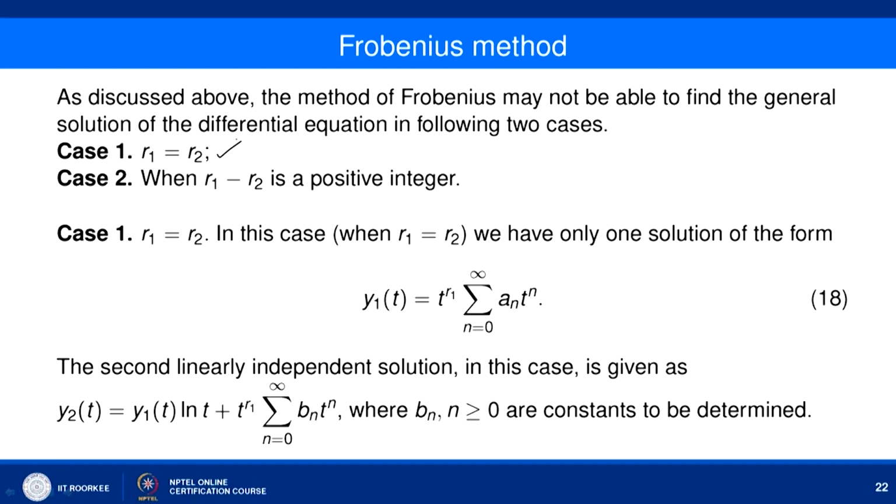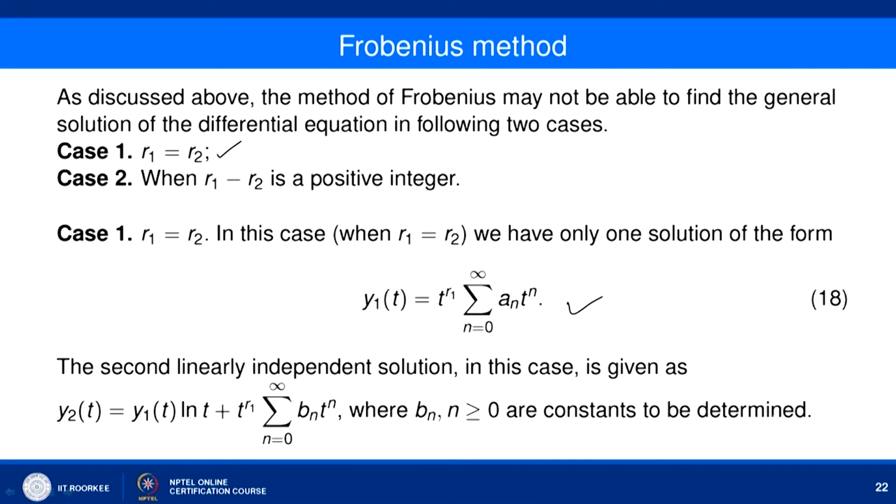So, first let us consider the equality case, when r1 is equal to r2, and in this case we have only one solution of this form, that is y1(t) equal to t to the power r1 sum n equal to 0 to infinity a_n t^n. We are not able to find the second series solution. The only thing we know is that whatever second solution exists must be linearly independent of this, and here we say that the second linearly independent solution is given by y2(t) equal to y1(t) ln t plus t to the power r1 sum n equal to 0 to infinity b_n t^n, where b_n, n greater than or equal to 0, are constants to be found.